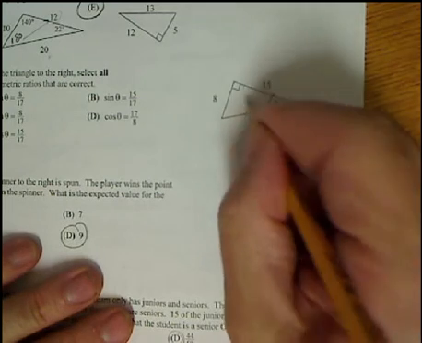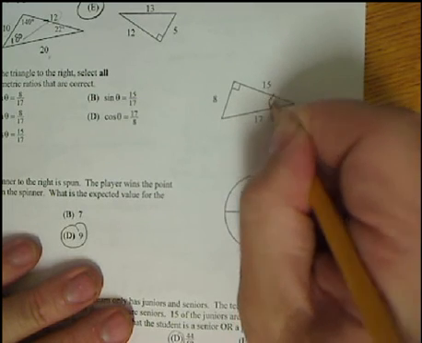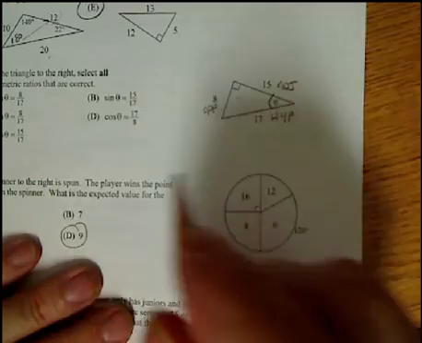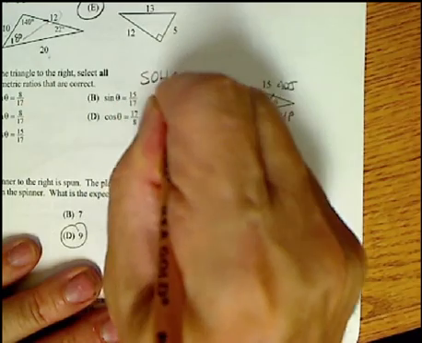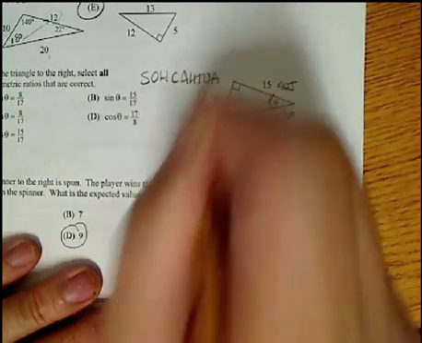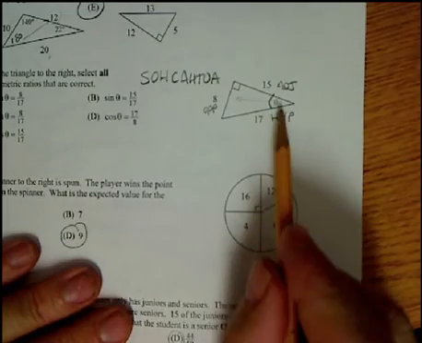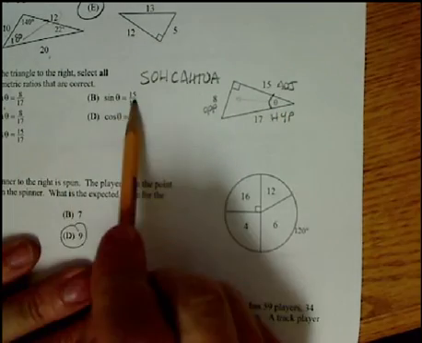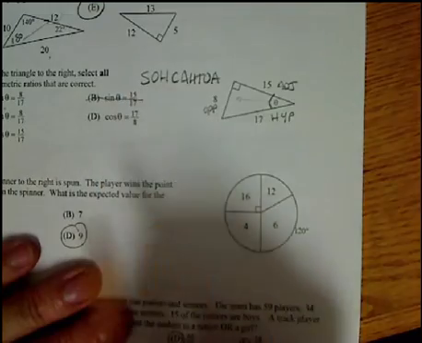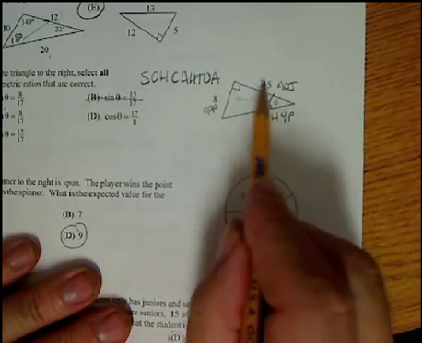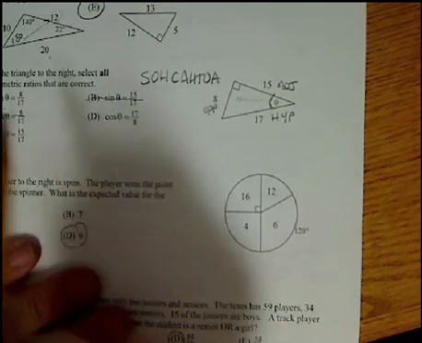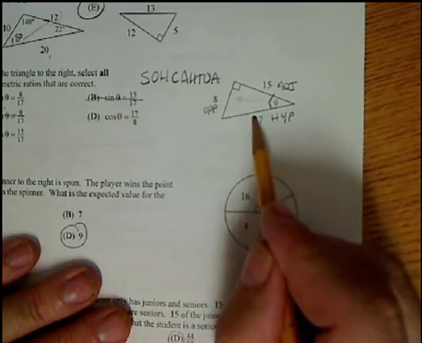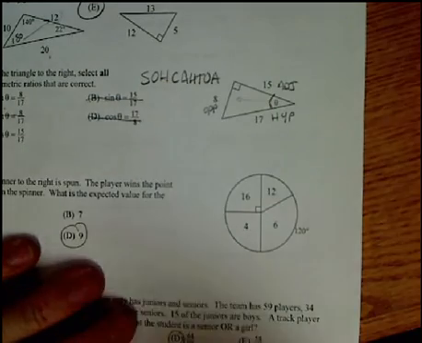Okay, 18. Here's my angle. Again, hypotenuse. This is my opposite. And that's my adjacent. And SOHCAHTOA. Okay, so sine of theta is opposite, which is 8 over 17. That one worked. This one does not. Tangent of theta is opposite over adjacent, which would be 8 over 15. That's not correct. Cosine of theta is adjacent over hypotenuse. That's 15 over 17. That one works.